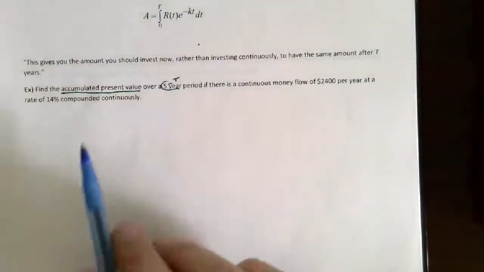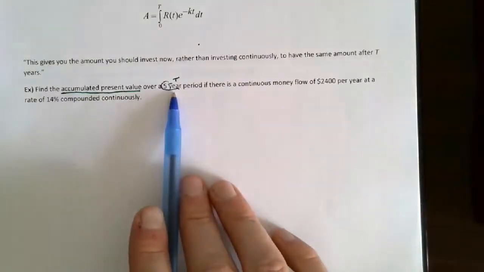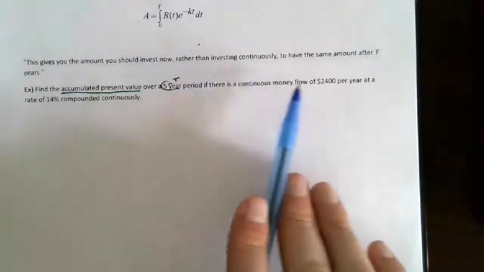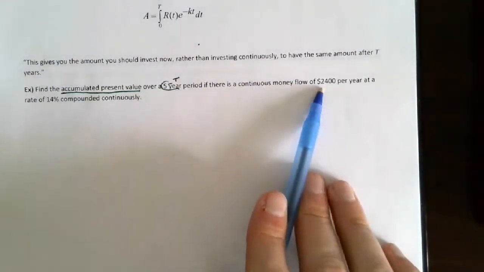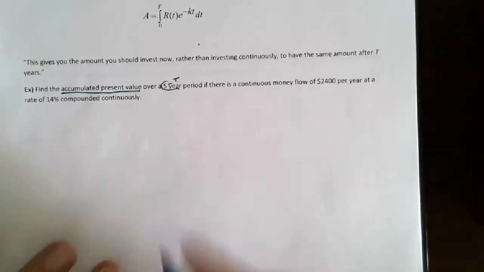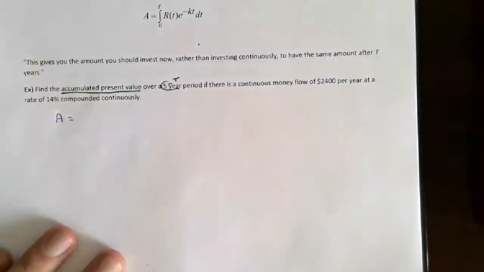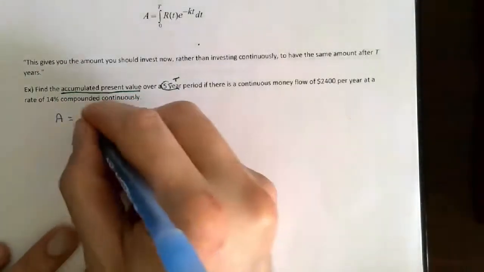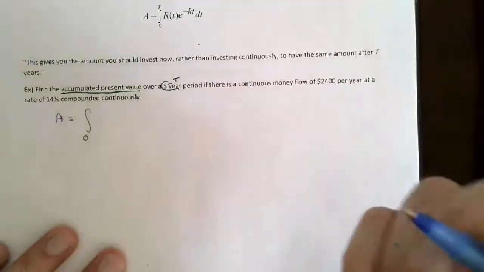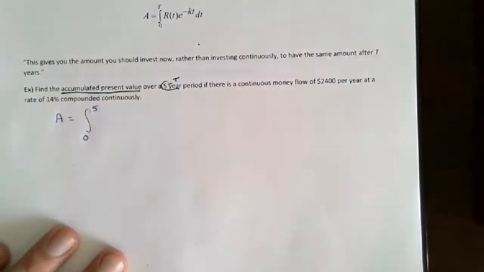We're trying to find the accumulated present value, the amount you would have to invest now that would be equivalent to investing $2,400 per year over a 5-year period at 14% compounded continuously. So substituting into the formula, we have A equals the integral from 0 to capital T, where capital T is 5 in this case, the number of years.